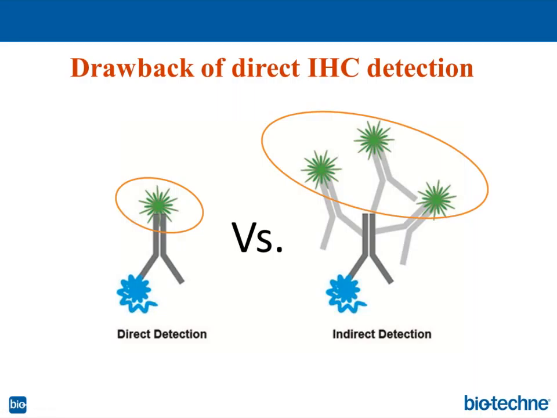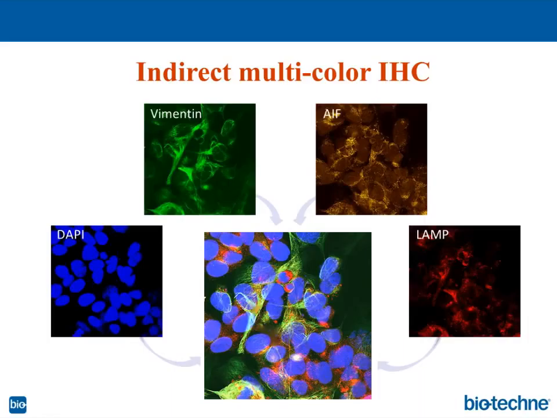Now we will talk about indirect multicolor IHC using primary antibodies conjugated to haptens, and using hapten-specific secondary antibodies, anti-hapten. So they will interact with haptens rather than with antibodies per se. Let's take a look at this protocol, and I will walk you through how this can be accomplished.